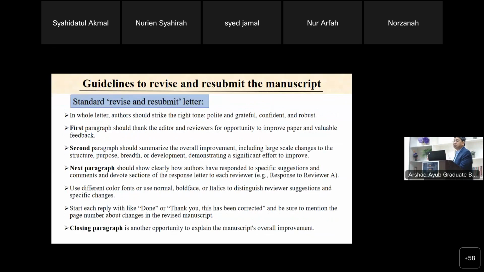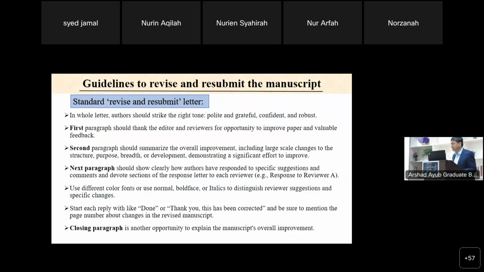Now, the standard revise and resubmit letter. Once you revise the paper, you have to write a response letter. You have to be very polite, gentle, like you are talking to your lovely wife, okay? In the whole letter, the author should strike the right tone: polite and grateful, confident and robust. The first paragraph should thank the editor and reviewers for the opportunity to improve the paper and for valuable feedback. The second paragraph should summarize the overall improvement, including large-scale changes to the structure, purpose, and breadth of development, demonstrating the significant effort that you have put in to improve.